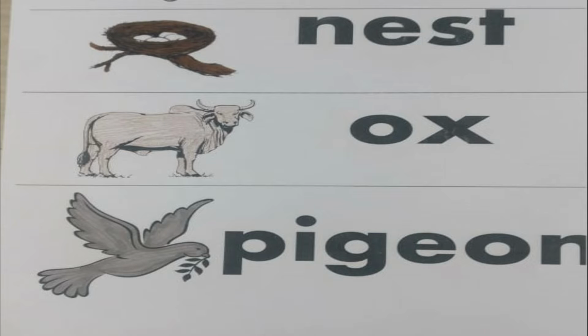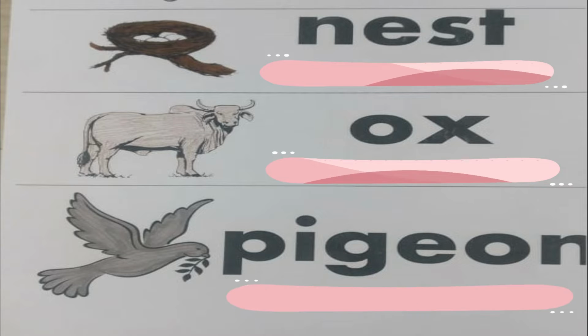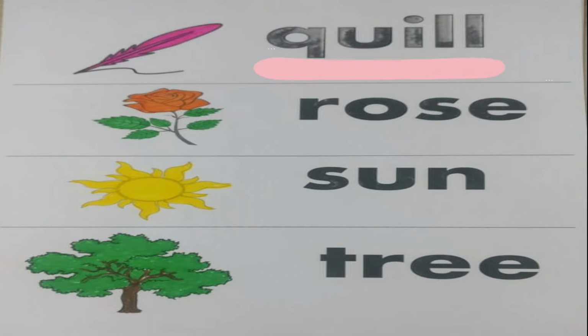Now, before jumping into writing, we will take a quick recap on phonic sounds. Here are some pictures along with the words. First one, N. N sounds N. N for nest. O. O sounds A. A for ox. P. P sounds P. P for pigeon. Q. Q sounds Qu.